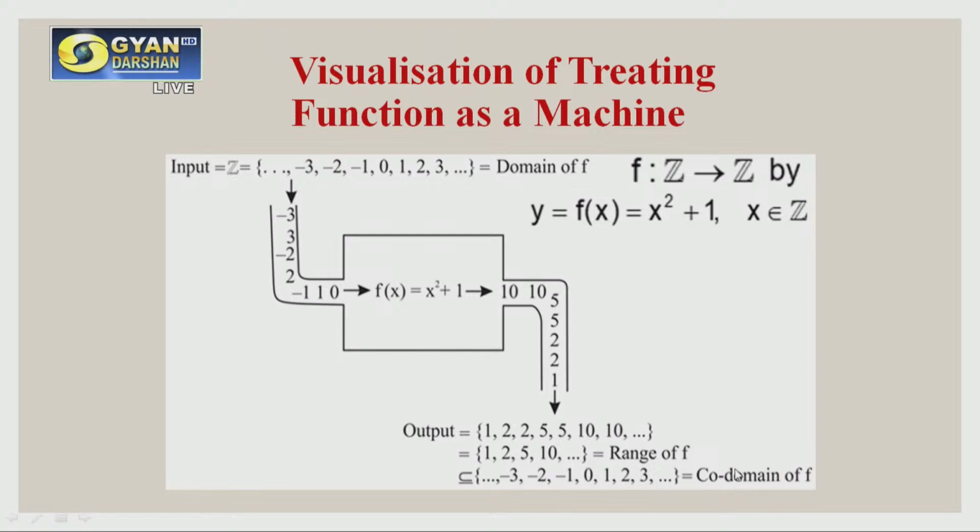So with a function there are three terms related. One is the domain. What is the domain of a function? Where the inputs come from, that is the domain. And what is the range? Range is nothing but the set of all outputs. And what is the codomain? Codomain means, here we have defined this function from Z to Z. So that is the codomain.